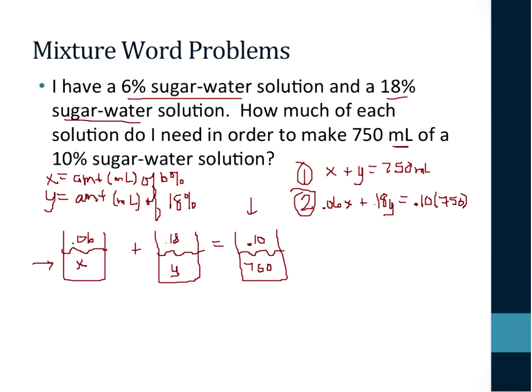I know that's kind of a longish explanation, but I'm hoping that makes sense. The idea is that I have some amount, X milliliters of 6% and some amount of Y milliliters, and I'm getting 750 total milliliters. That's just looking at the milliliters part. Then the next part looks at the sugar concentration. And now that we have those two equations, we can substitute and solve.